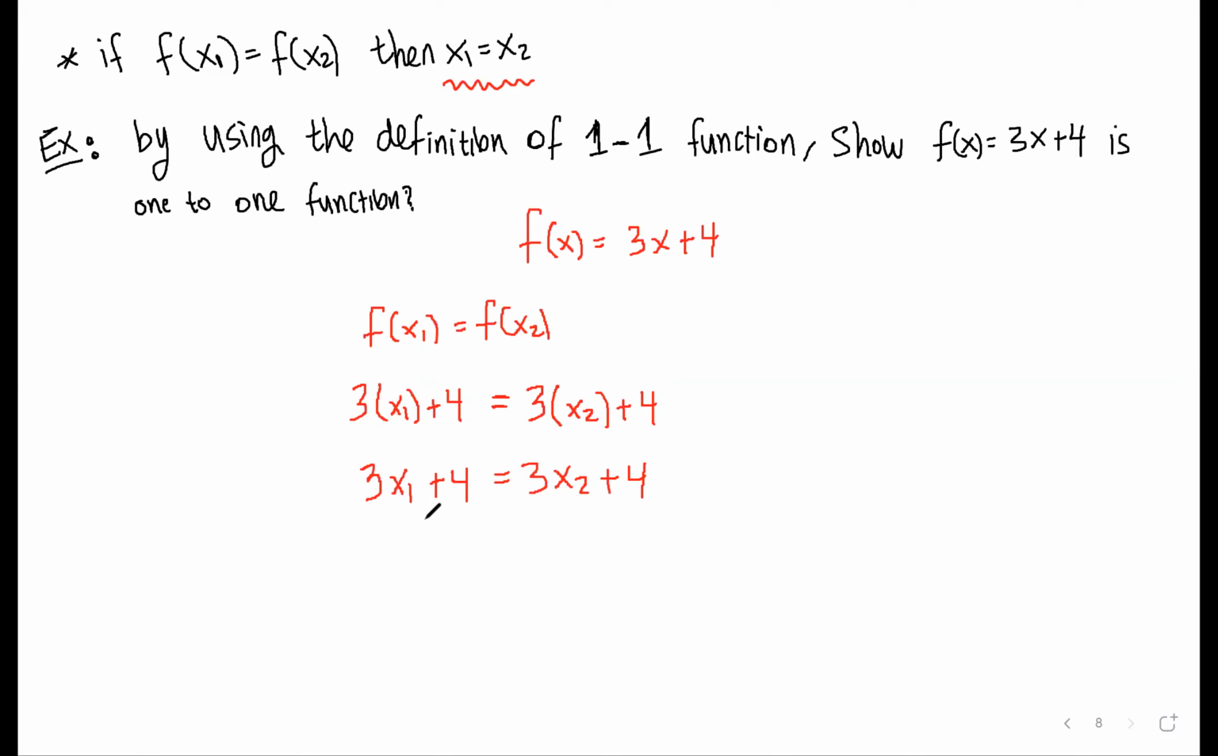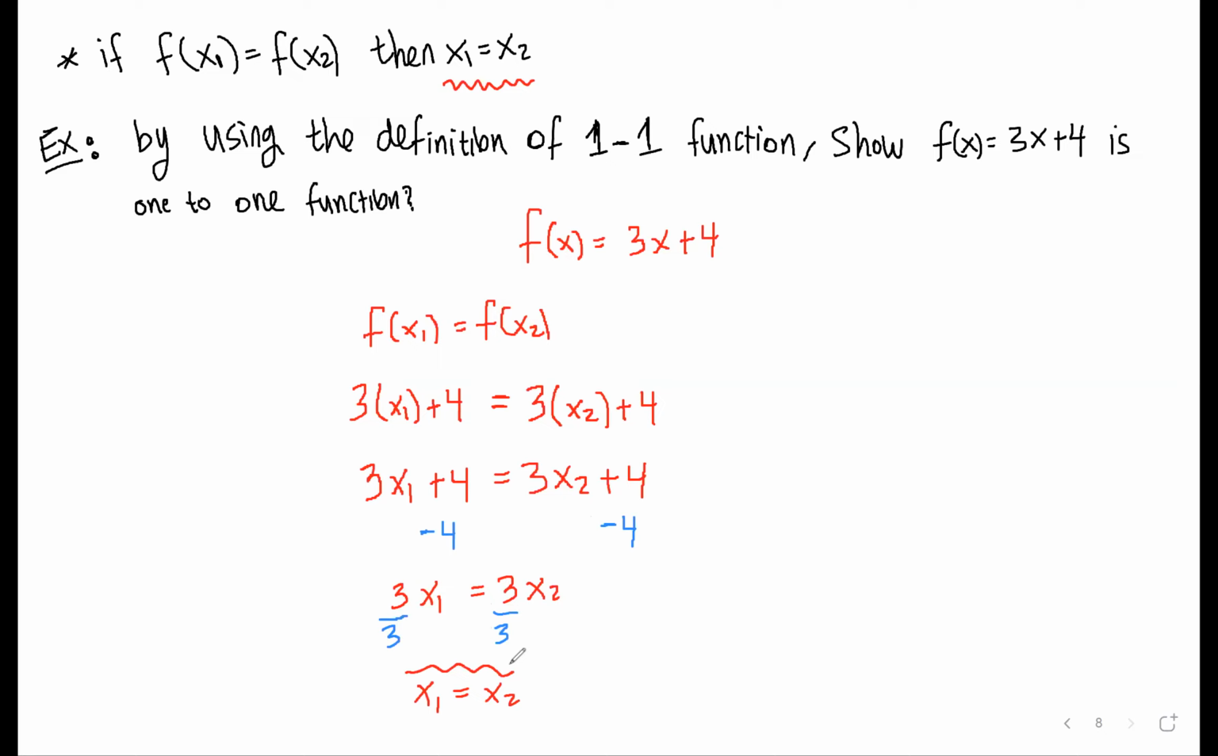Now I'm going to simplify this equation step by step. Here I have to subtract 4 from both sides. So now I get 3x1 equal 3x2. Divide both sides by 3. I get x1 equal x2.